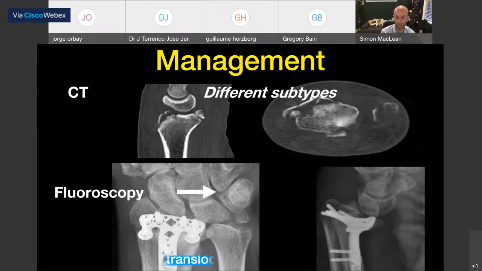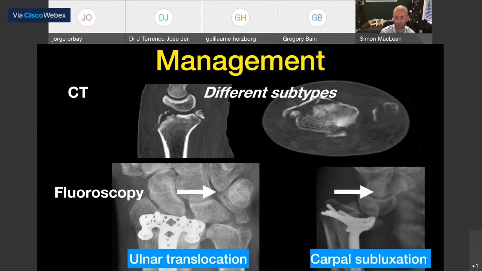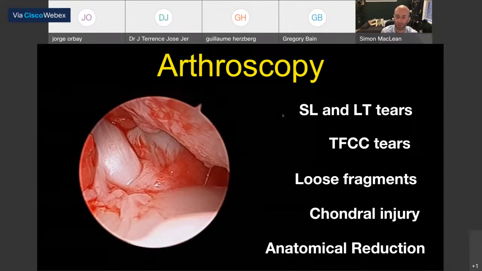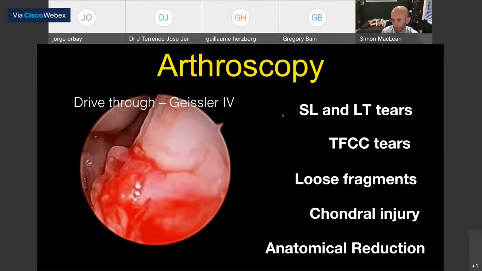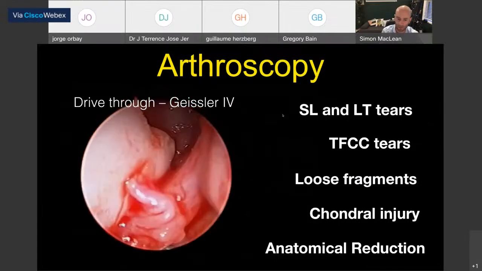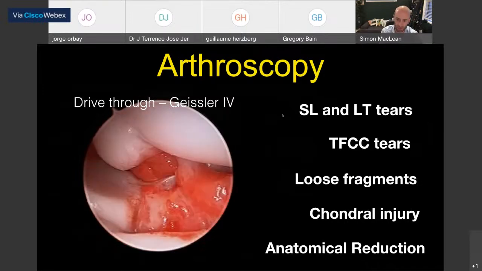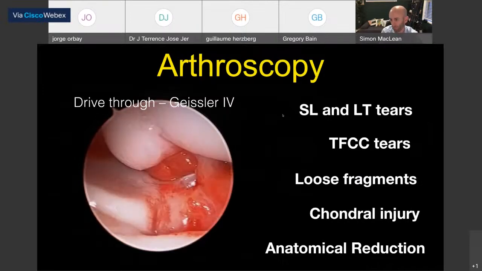And what you sometimes find in these cases is that you get translocation and then subluxation. So I think it's important to test these intraoperatively. Arthroscopy is really, really useful, and what we're finding is that we're picking up a lot of other injuries. So this is not just a fracture to the rim of the distal radius. This is often a fracture involving the perilunate ligaments associated with TFCC tears.